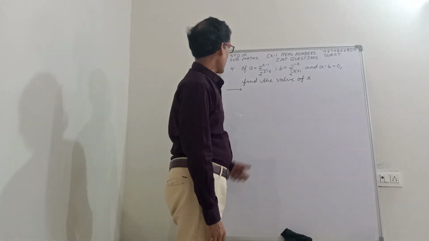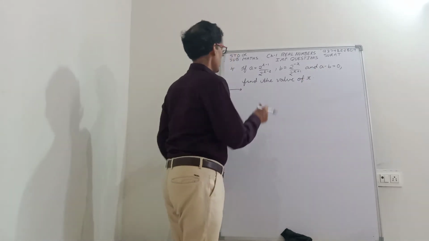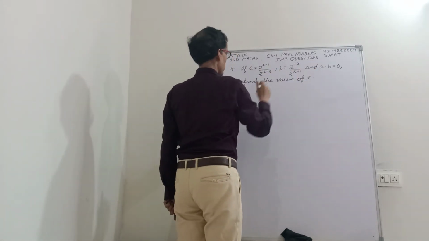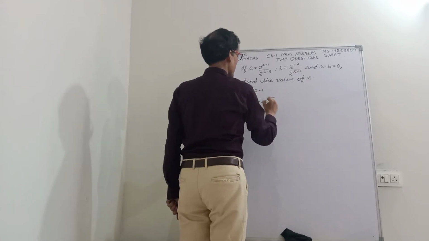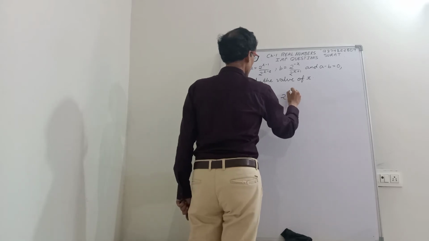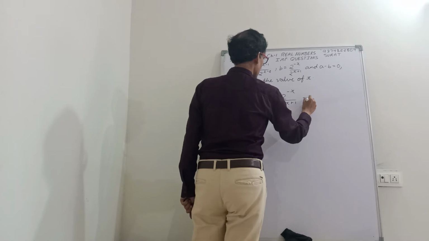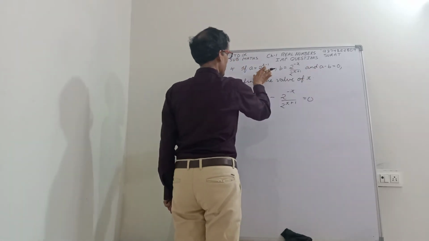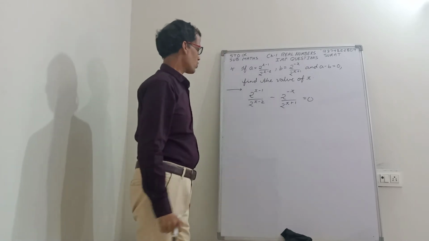In the fourth question, again we have to find x. It is given that a minus b equals 0, so we can write the first expression minus the second equal to 0, because a is this one and b is this one, and a minus b is equal to 0.